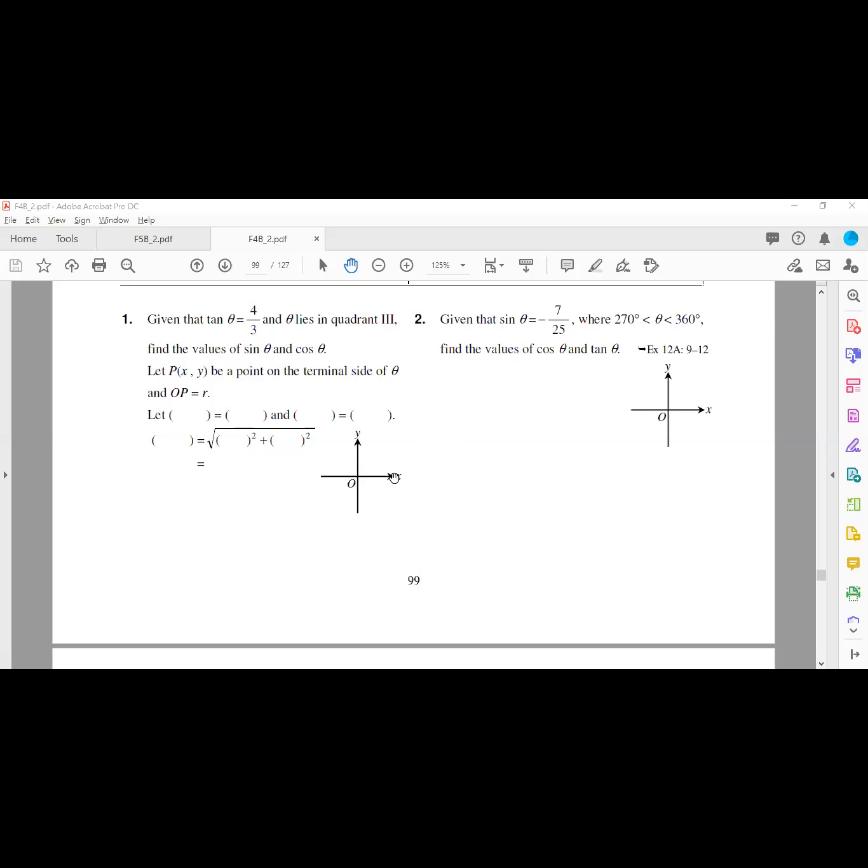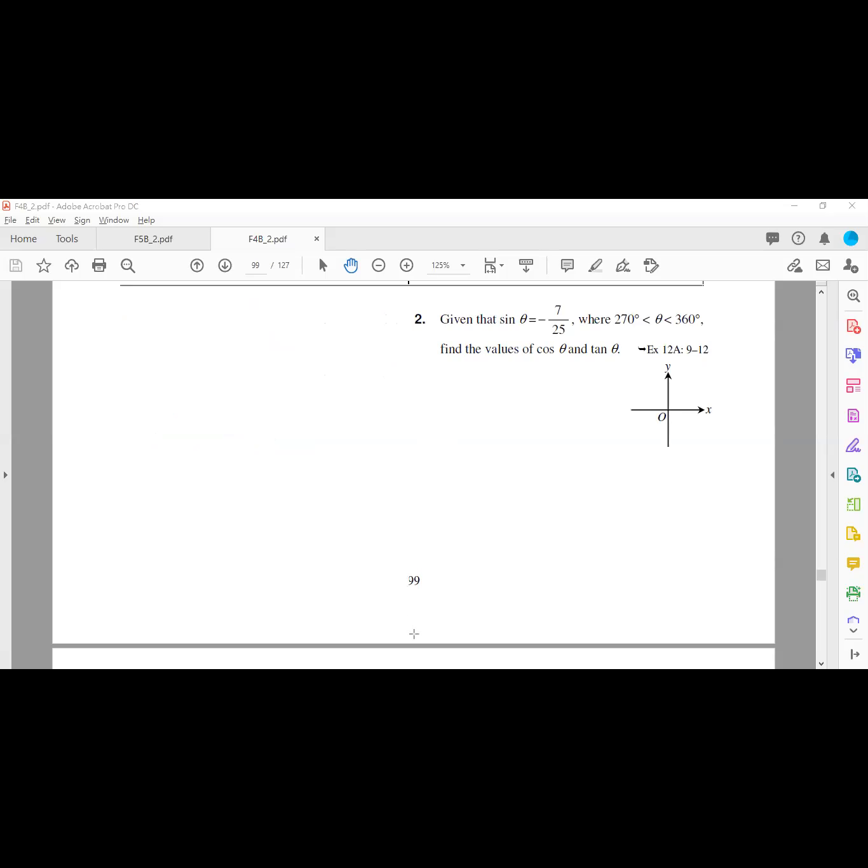Okay, today let us do question number 2 together. Question number 2. We are on page 99. Let us do question number 2 together as a revision of what we have learned. It is given that sine theta is equal to negative 7/25, and theta is between 270 degrees and 360 degrees.